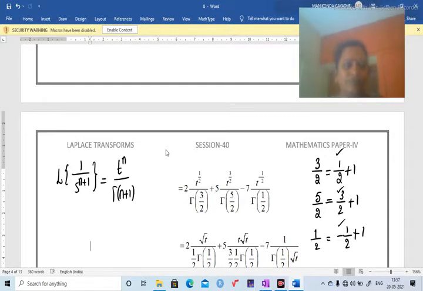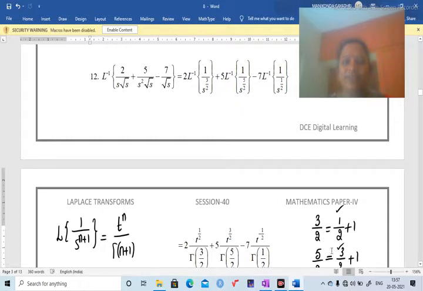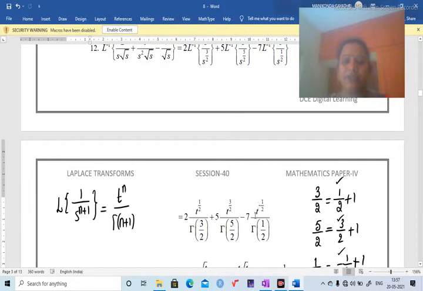Now I am going to use L inverse of 1 by s power n plus 1 equal to t power n by gamma of n plus 1. So 2 as it is. For this term, n equal to 1 by 2. So t power 1 by 2 by gamma of 3 by 2, plus 5 as it is. For this term, n equal to 3 by 2. So t power 3 by 2 by gamma of 5 by 2, minus 7 as it is. For this term, n equal to minus 1 by 2. So t power minus 1 by 2 by gamma of 1 by 2.